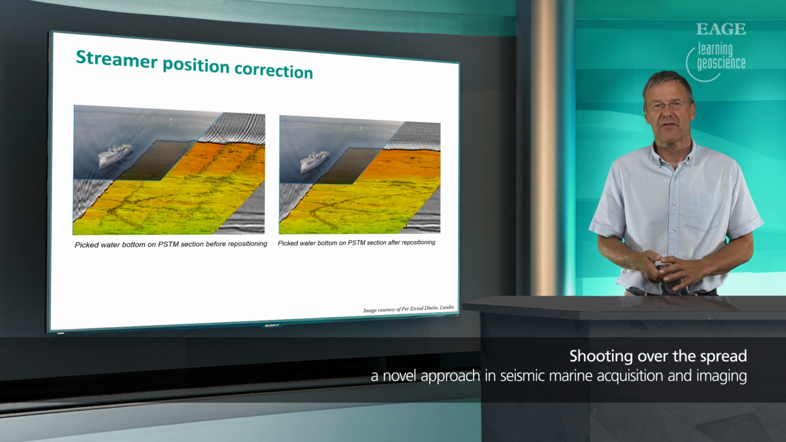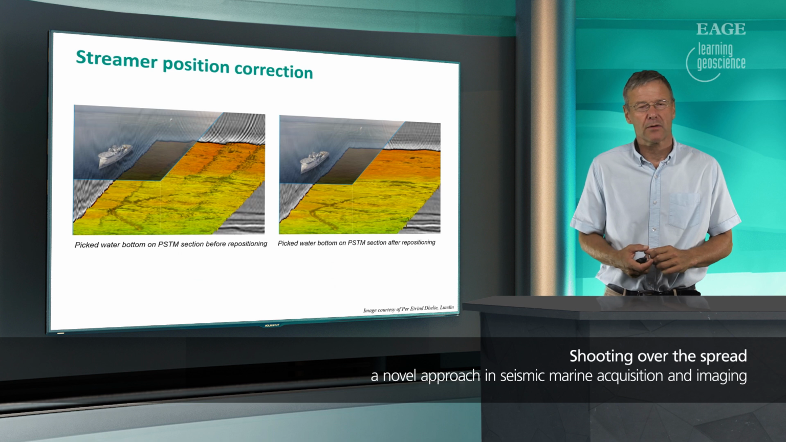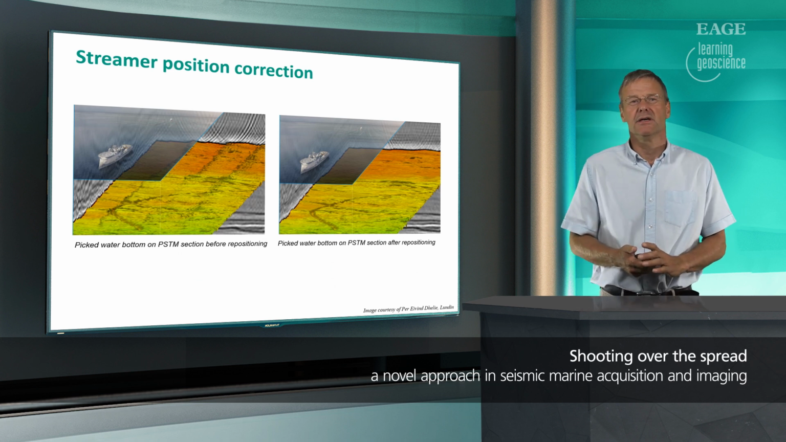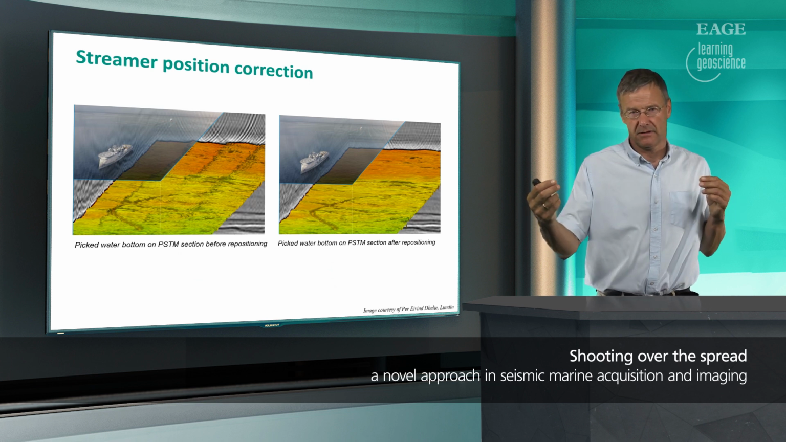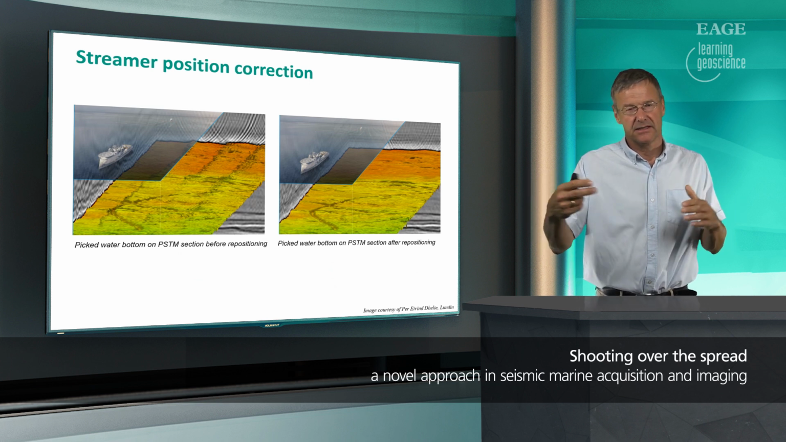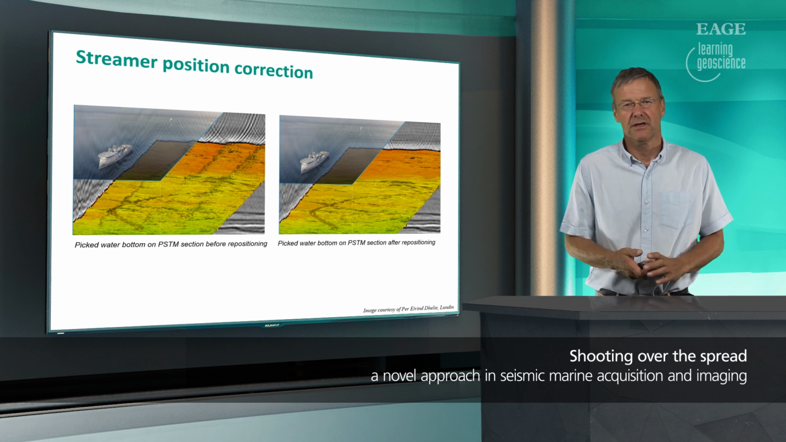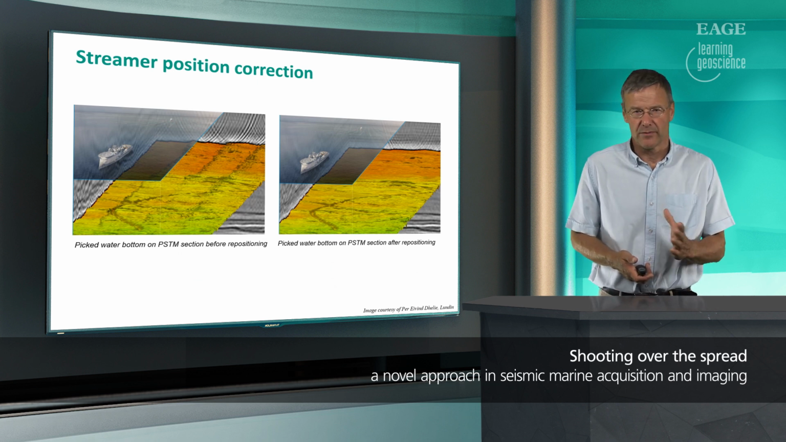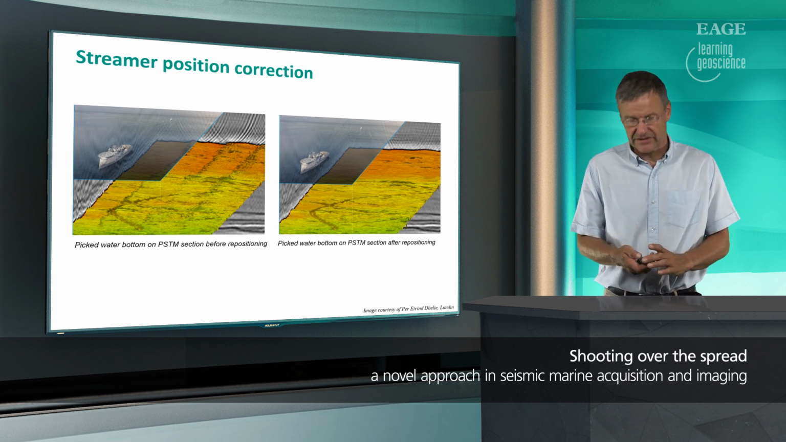Another aspect, when you are shooting on top of the spread, is that you're also able to correct the small errors in receiver position. All receivers have errors to them, particularly in the middle of the cable. At the end of the cable your navigation is the GPS. In the middle of the cable there's an acoustic pinging system, and it has small errors. With TopSeis data we are able to correct for them. On the left here you see the water bottom before correction, and on the right is the water bottom after correction.